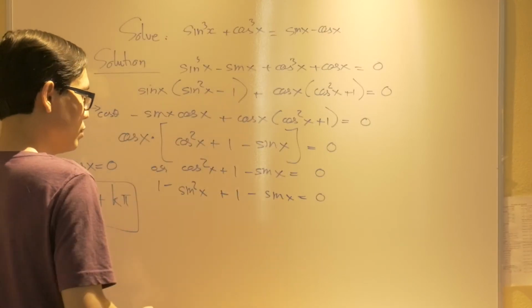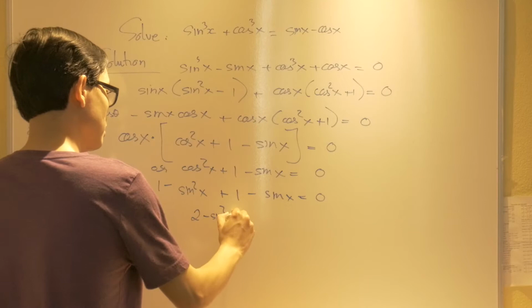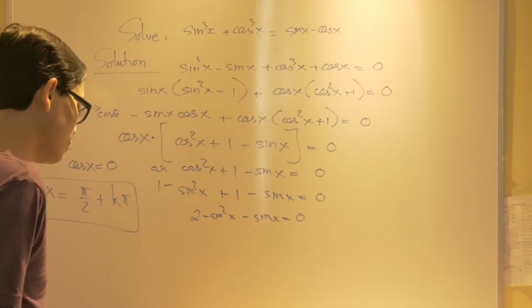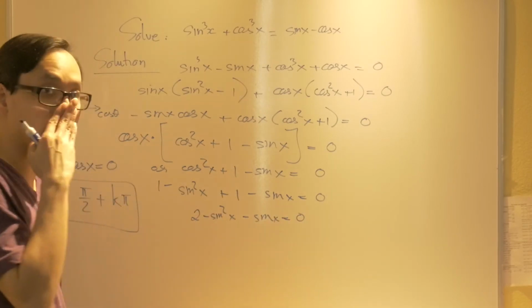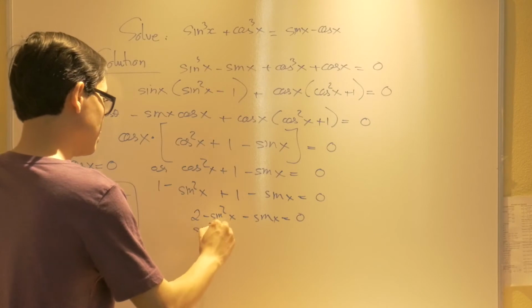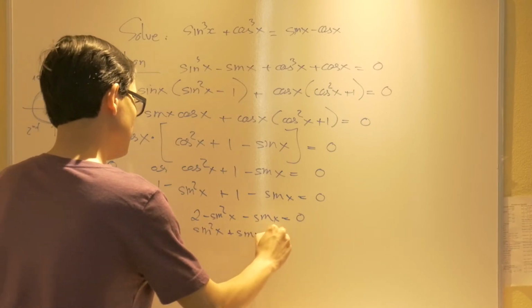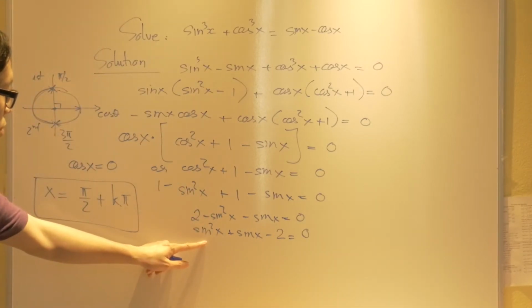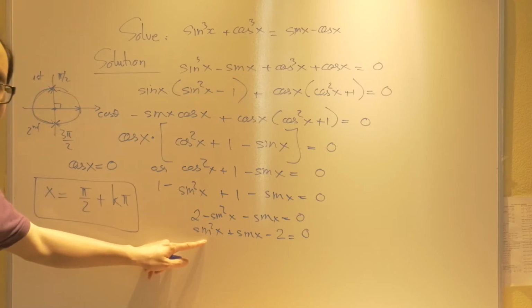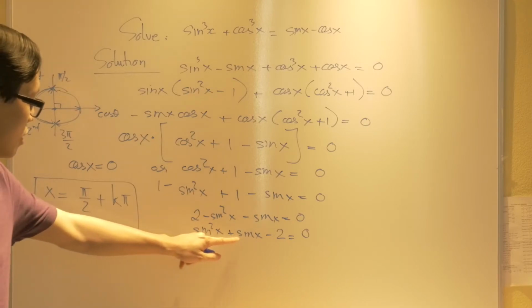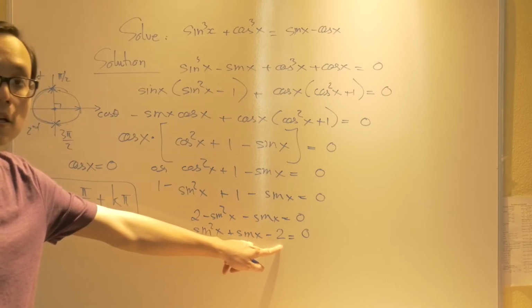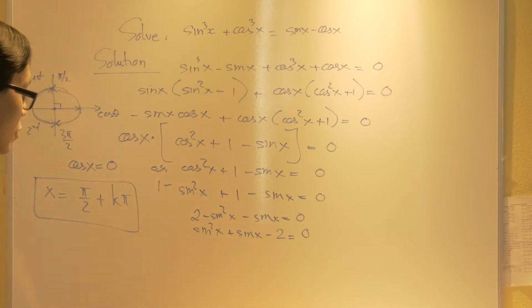So 1 plus 1 gives you 2. So 2 minus sine square x minus sine x equal to 0. Okay, and I can change the sign. That gives you sine square x plus sine x minus 2 equal to 0. What is this form? This is a quadratic form, right? A x square, b x, and c. It's a quadratic. So all you have to do is try to factor it.